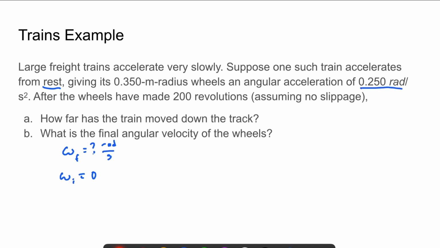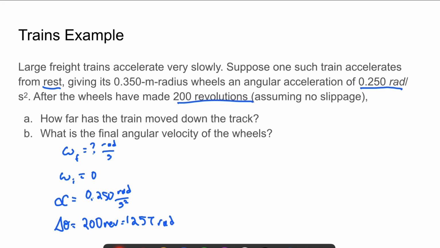We also know that we had an angular acceleration, or an alpha, of 0.250 radians per second squared. And finally, we know that our delta theta, or our rotation angle, was 200 revolutions. And again, that was 1,257 radians. Okay, so obviously we can look up what rotational kinematics equation will fit here. Which one will use these four variables: final angular velocity, initial angular velocity, angular acceleration, and our rotation angle.